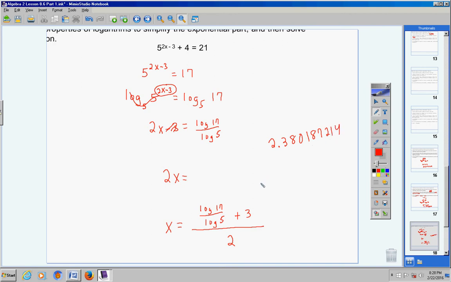Let's go over this again. Clear your screen. Here we go again. Type in logarithm 17, enter. Then divided by logarithm of 5, enter. And then plus 3, enter. And then divided by 2, enter. I like to hit enter a lot to make sure I'm doing this correctly. And this is the answer you will get. Back it up and watch again if you need to, guys, okay? Alright, let's try another one.